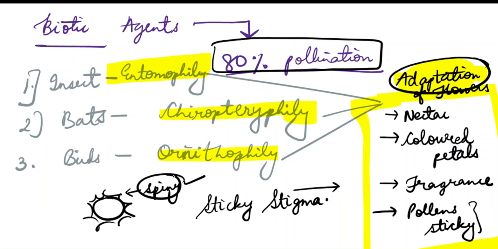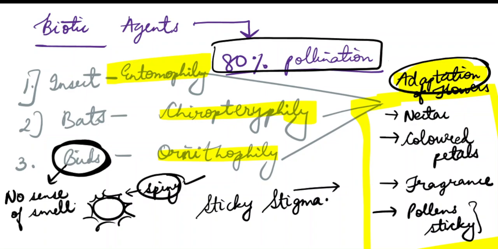Now in birds, again the flower should be brightly colored, showy, nectar should be there, and the pollen grain is sticky and spiny. But the only one thing in birds is that they do not have a good sense of smell. It is very poor, you can say poor instead of none. So ornithophilous flowers will not have fragrance.